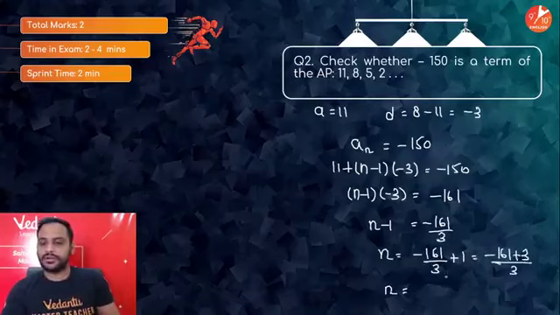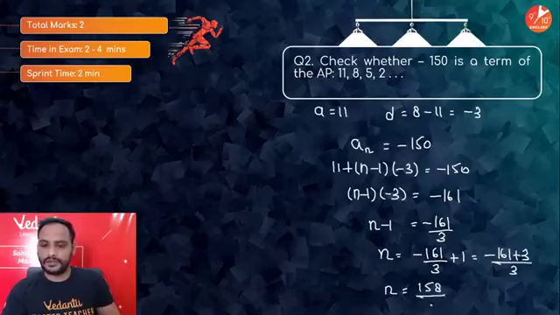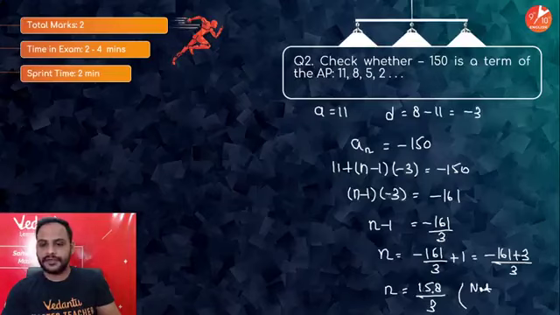So n, you are getting it as 158 by 3, and you can clearly see this value is not a natural number. 158 by 3, if you do the division, 3 fives are 15, and then 3 twos are 6, so 26.6666. So you are getting n as 26.66666 and so on. So not a natural number.